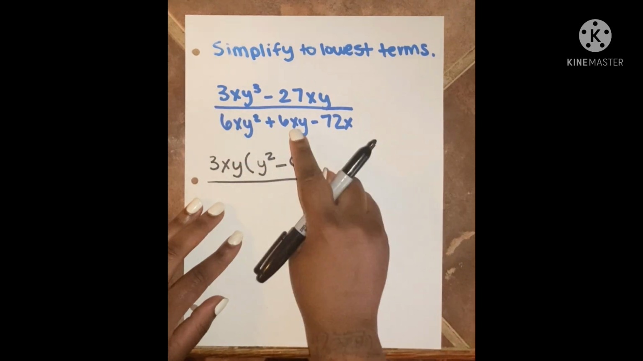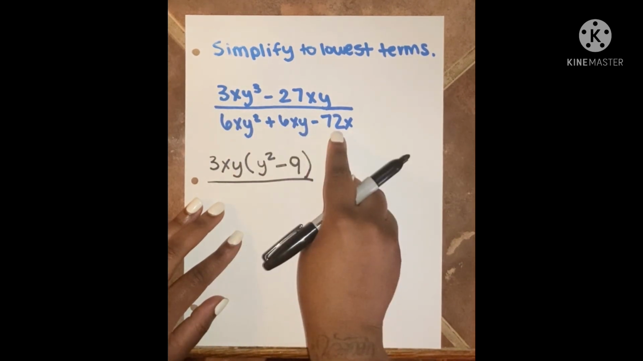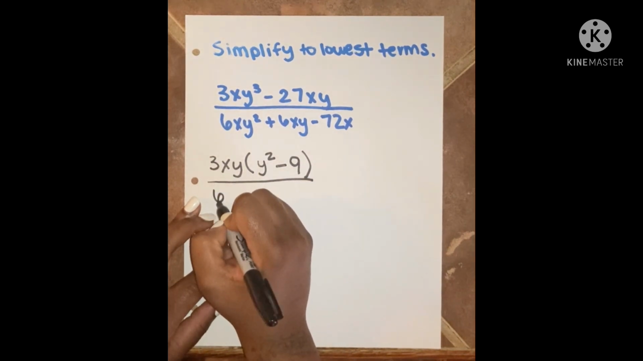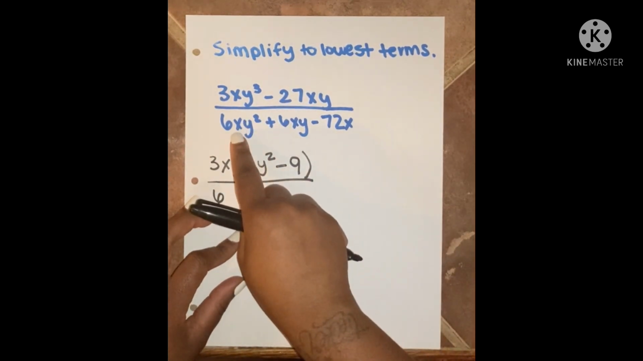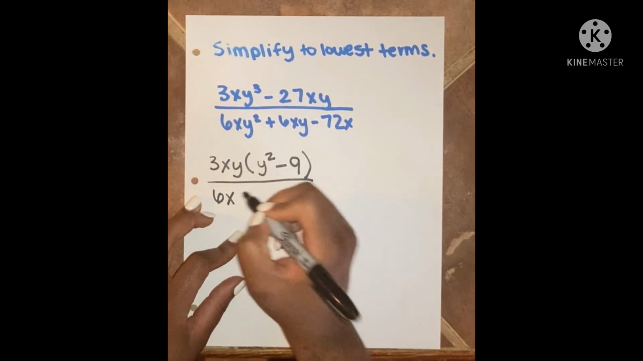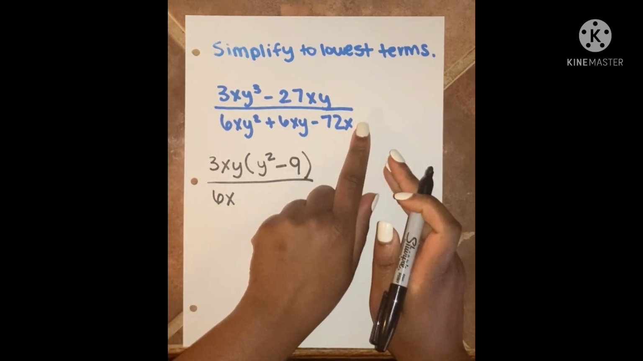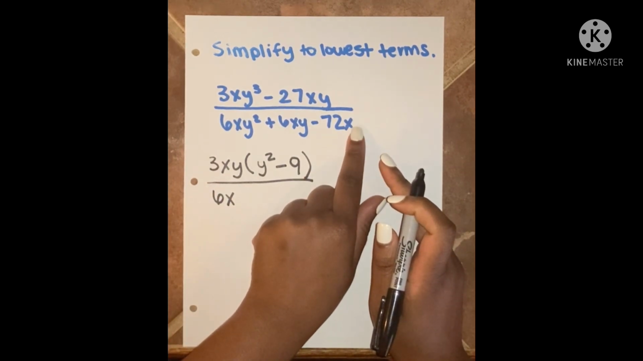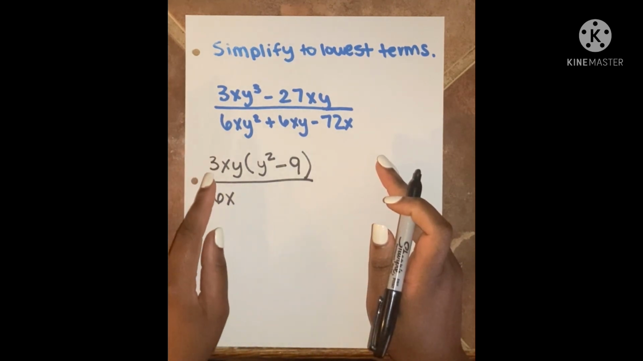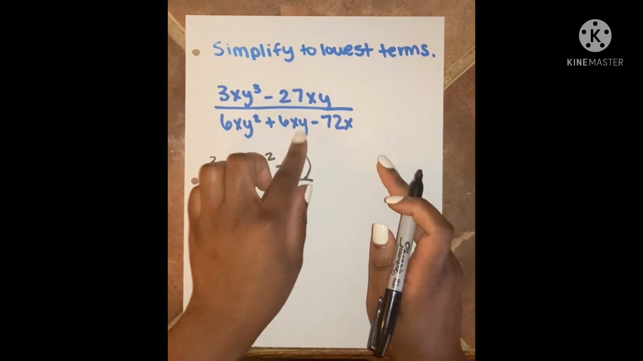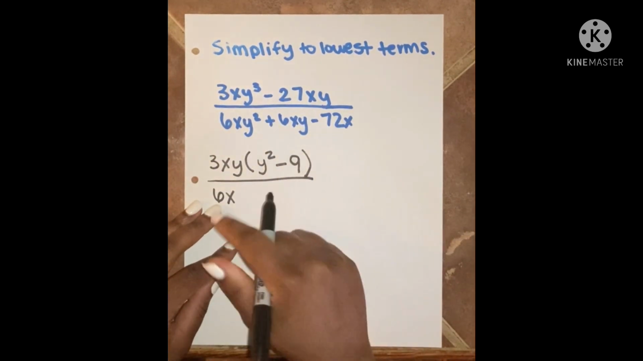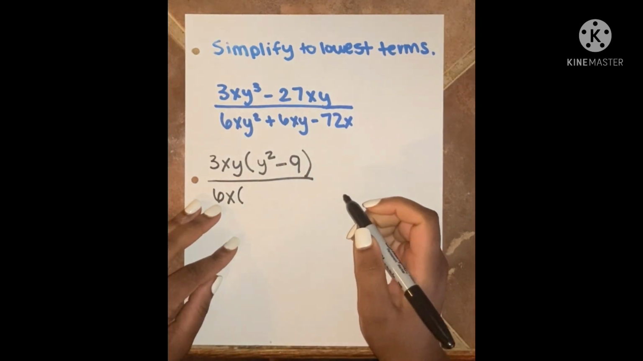So we know that 6 goes evenly into 6 and into a negative 72. So we're going to pull out the 6. And we have at least one X in each of our terms, so we're going to put the X. And because this third term in our denominator does not have a Y, we're not going to include Y in our GCF. Anything that we include in our GCF has to be in each one of our terms. And because Y isn't in the last one, we're going to go ahead and open up our parentheses.